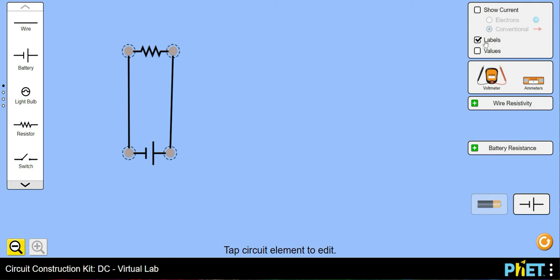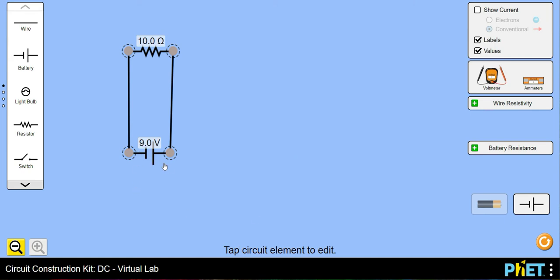Okay, over here we have labels. You can turn off the labels, but it just hides the names of the components, and that's not the kind of guessing game we want to play here, so you can leave it on. Values is useful. Values is the value of each component in your circuit.